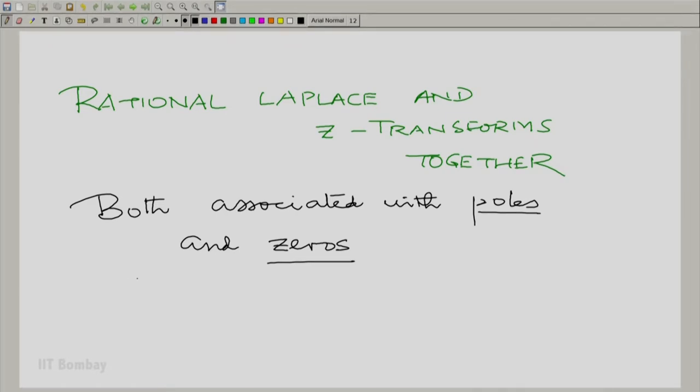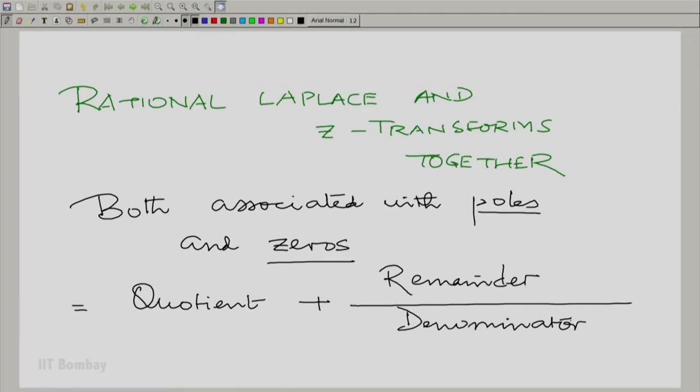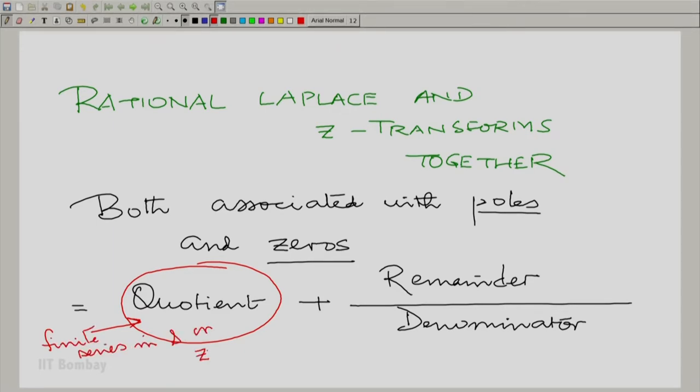We now focus on the part where we have decomposed it as quotient plus remainder. Let us first look at the quotient part, and there is an important difference. So, the quotient part is a finite series in S or Z, and let us look at them separately. They have to be dealt with very differently.